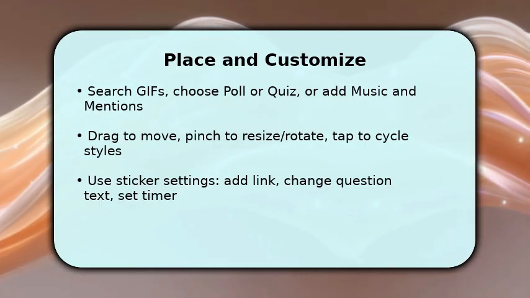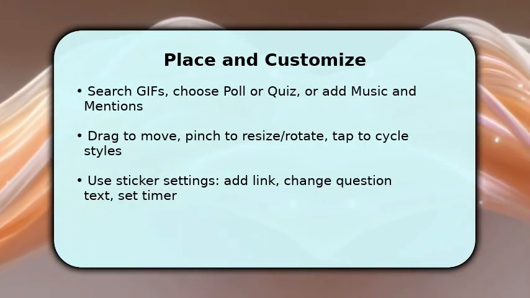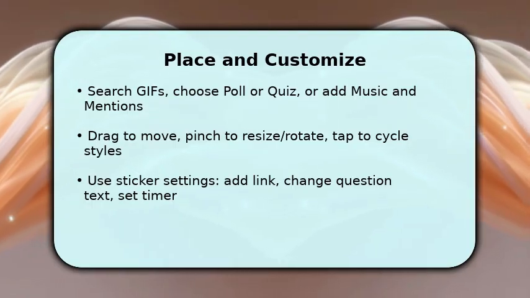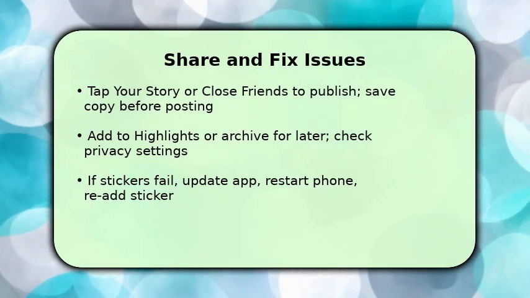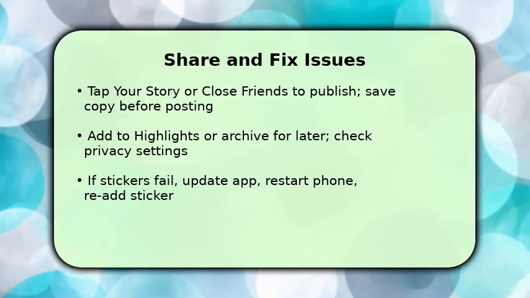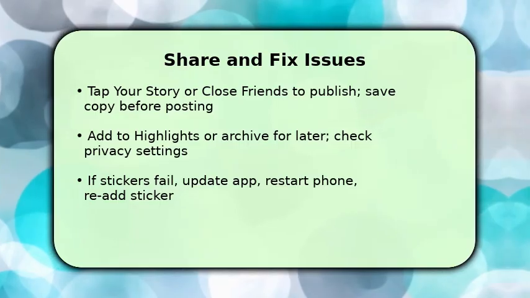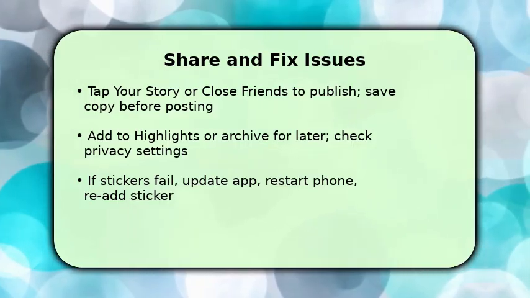After placement, check layering by long pressing to bring forward or send back. This controls visibility relative to other overlays. You're almost done. Tap your story or close friends to publish, and make sure to save a copy if you want an archive. Once live, you can add the story to highlights so stickers and interactions remain accessible.